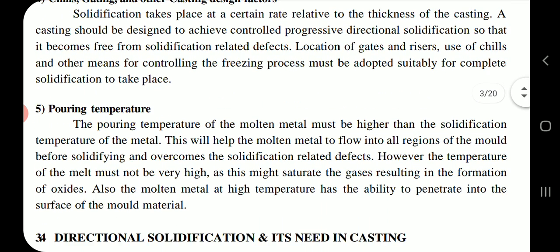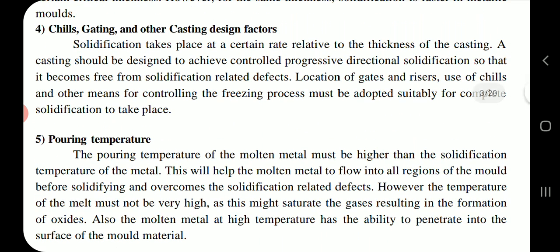Pouring temperature. The pouring temperature of the molten metal must be higher than the solidification temperature of the metal. This will help the molten metal to flow into all regions of the mold before solidifying and overcomes solidification-related defects. However, the temperature of the melt must not be very high, as this might saturate the gases, resulting in the formation of oxides. Also, the molten metal at high temperature has the ability to penetrate into the surface of the mold material.